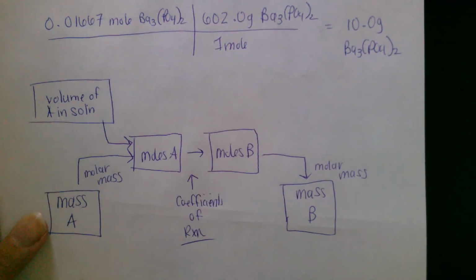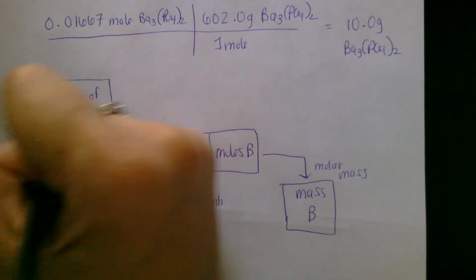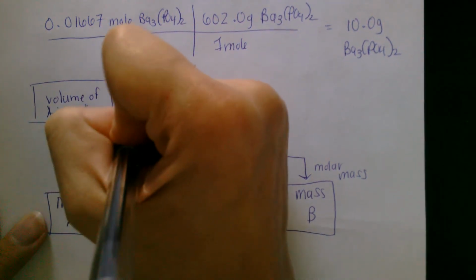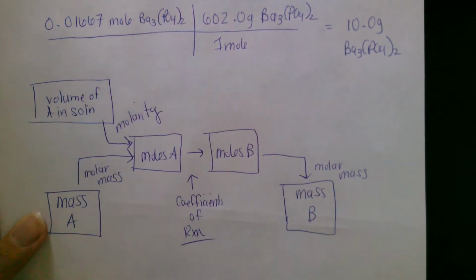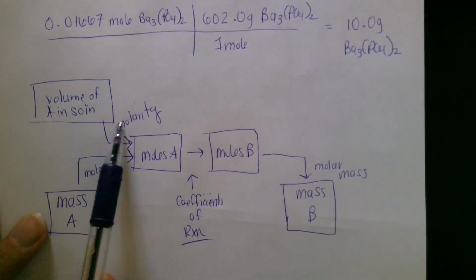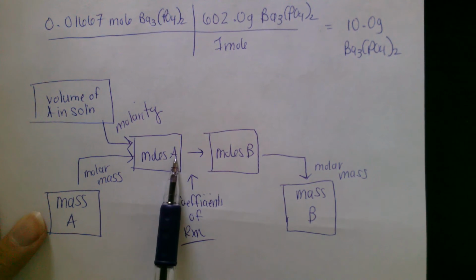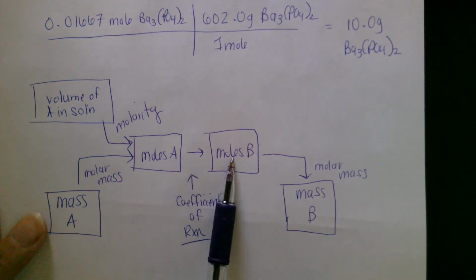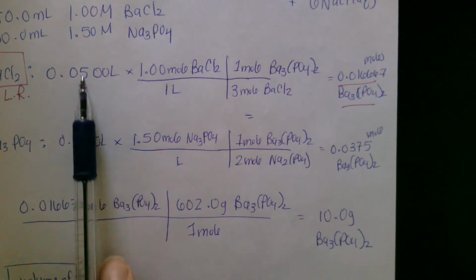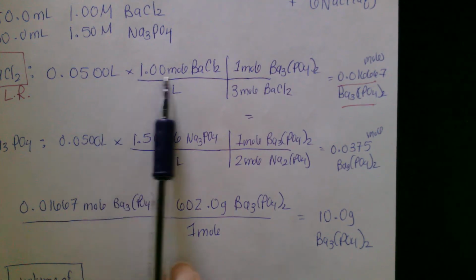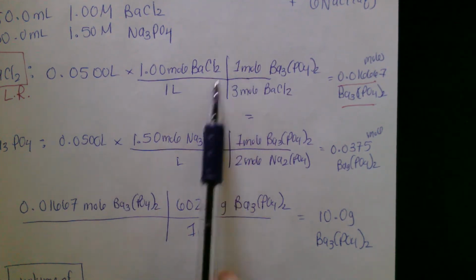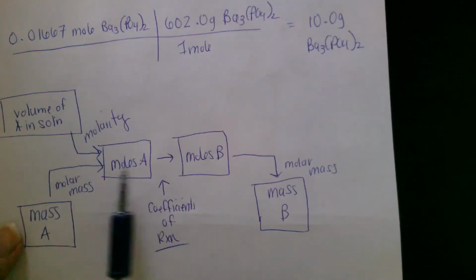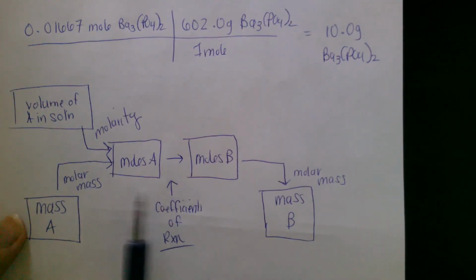And we can use the volume of A in solution to find moles of A by using the molarity. So if we use the molarity of A, we know that molarity times volume will give us moles of A. And then we can use our coefficients to find moles of B, just like we did up here. We used volume and molarity to find moles, and then we used our mole ratio. So same exact thing here.